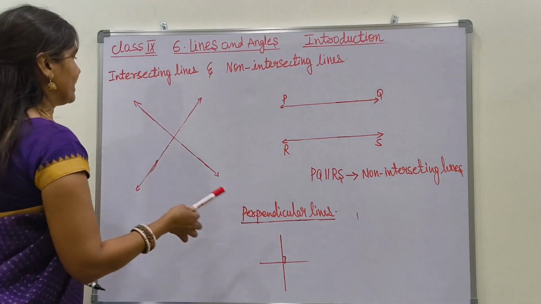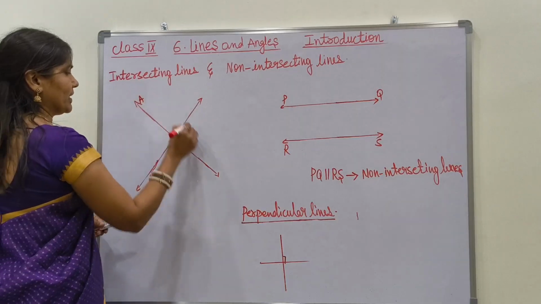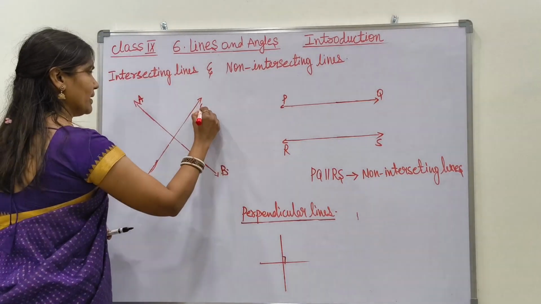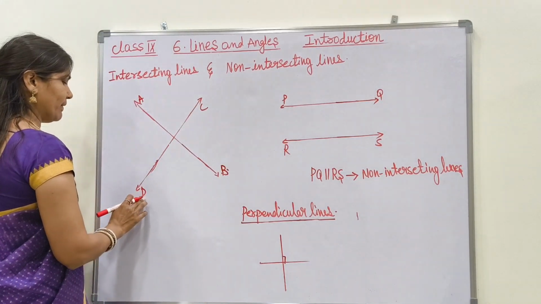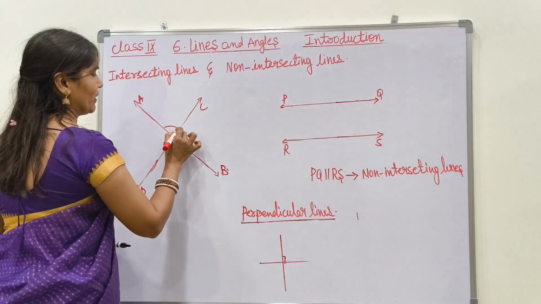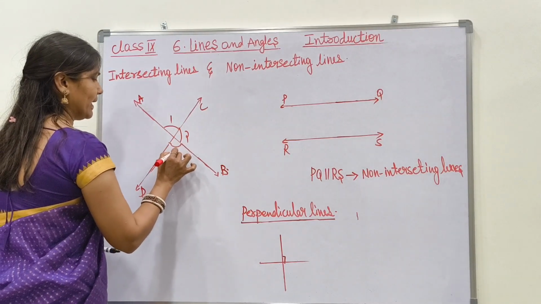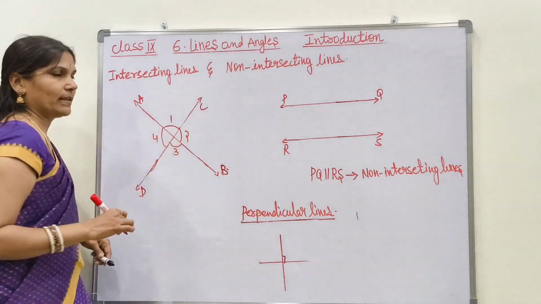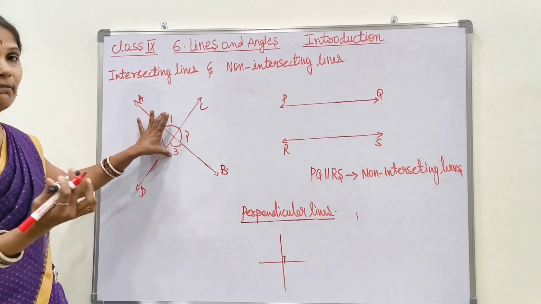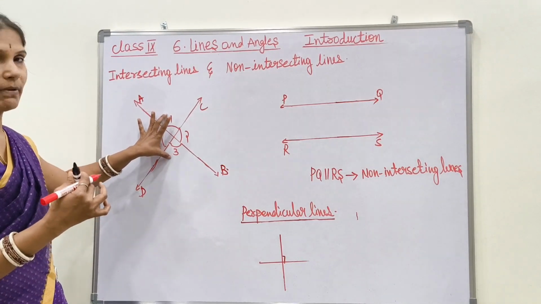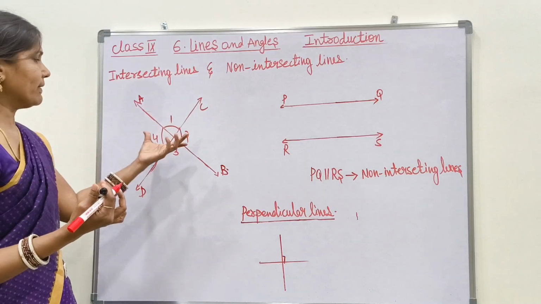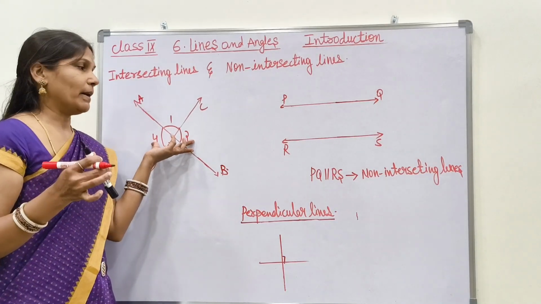See beta, here intersecting lines. I am giving the names. This is line AB. This is line CD. Here how many angles will form? We will give the names. One angle, two angles, three angles will form. Here four angles. So here these two are the vertically opposite angles. These two vertically opposite angles are equal, and these two are also vertically opposite angles.